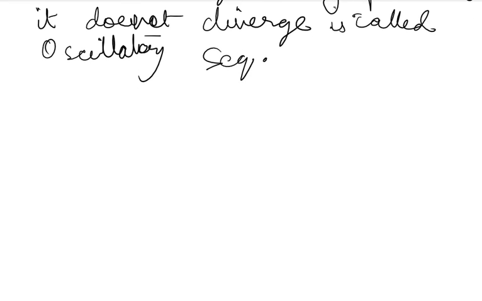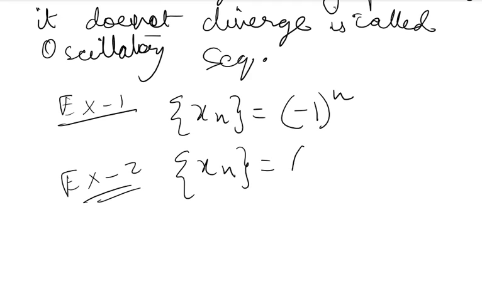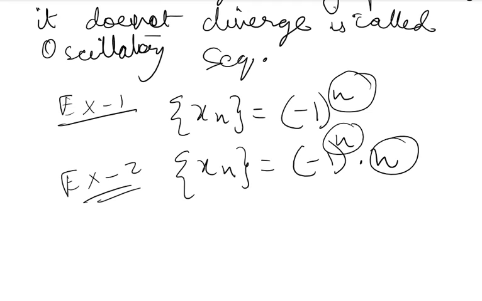What would be the example of an oscillatory sequence? So let me give you an example. xn equals minus 1 to the power n. So this is an oscillatory sequence. One more example. xn equals minus 1 to the power n into n. So they are both oscillatory sequences. You can start putting values for n here and here, and you will see that the sequence will oscillate.